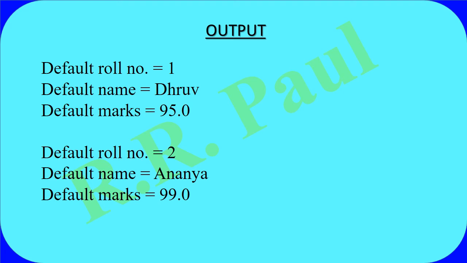And the result is there on the screen. Object 1 has the same set of values because we did not make any changes. These values were given by the constructor. And the values associated with object 2 have been changed. So we have the updated set of values. Roll number is 2, name is Ananya, and marks 99.0. So a different set of values can be maintained through different objects.